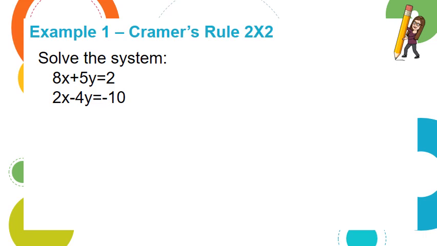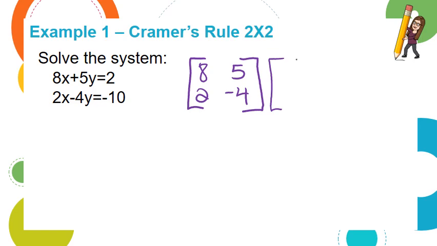So my first step is to create a coefficient and an answer matrix. Okay, so my coefficient matrix is going to be just like it's laid out, the coefficients 8, 5, 2, -4. And then I need an answer matrix of 2 and -10. Easy first step, okay? Second step, I need to find the determinant of my coefficient matrix.